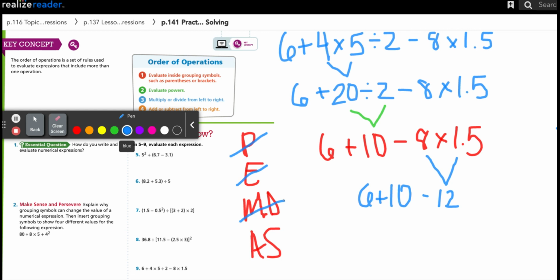Next, we have addition and subtraction from left to right. So we're going to solve our math from left to right. 6 plus 10 is 16. Bring down that minus 12. Let's finish it up. 16 minus 12 is 4. My answer is 4. My addition and subtraction is all done.